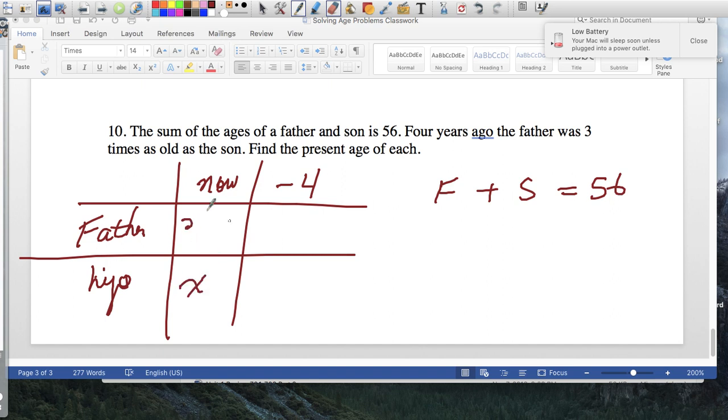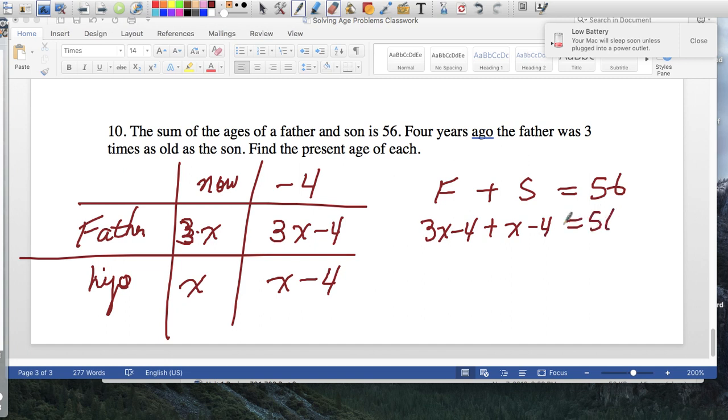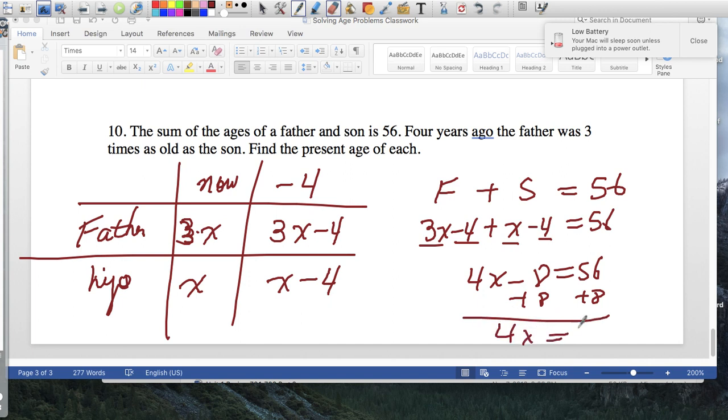So the son is x. Father's going to be 3 times x. 4 years ago is going to be 3x minus 4, and the son was obviously x minus 4. So the father's 3x minus 4 plus x minus 4 equals 56. 3x and x is 4x. Negative 4 is negative 8. It's 56. Plus 8, plus 8. 4x equals 64. Divide by 4, divide by 4. And x equals 16.